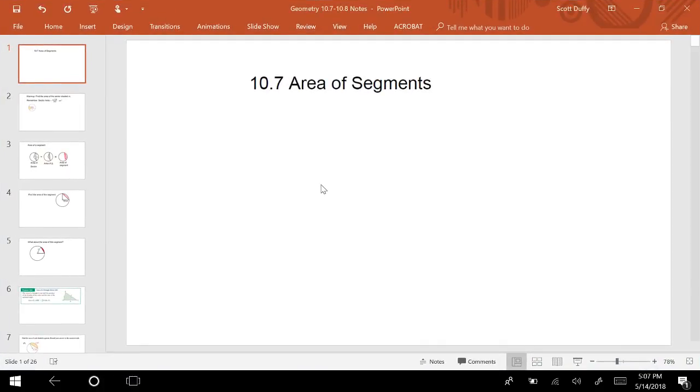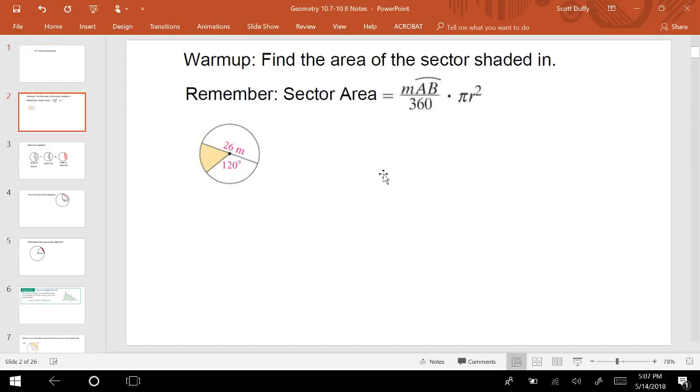Alright, so if you missed today's lesson, we covered 10.7 and 10.8. First we started with trying to find the area of segments. And before we did that, we started with this warm-up. Find the area of the sector shaded in.